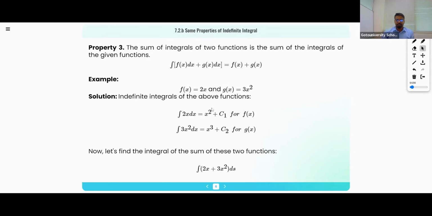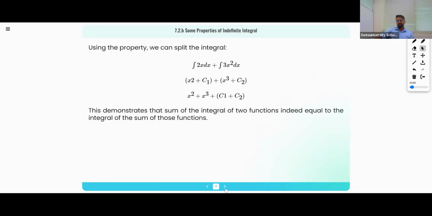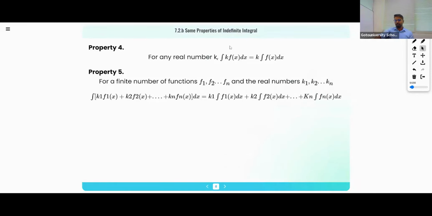The third property says if you want to integrate a sum of two functions, you can integrate it separately also. Same way, the fourth property says if there is a scalar or a real number multiplied to the function, I can take that k outside after integrating as well. So the fifth property says the combination of both: for a sum of multiple functions with multiple real numbers multiplied to them, I can simplify by taking the real numbers outside and integrating each of the functions individually and adding them. So it will give you the same result.